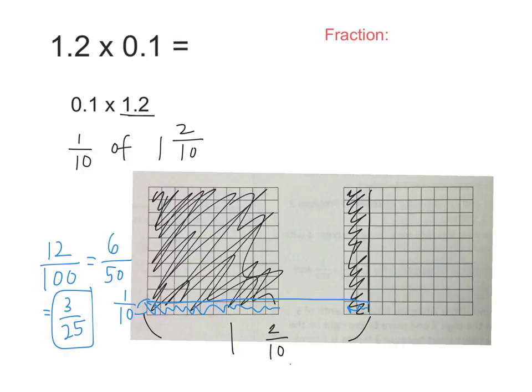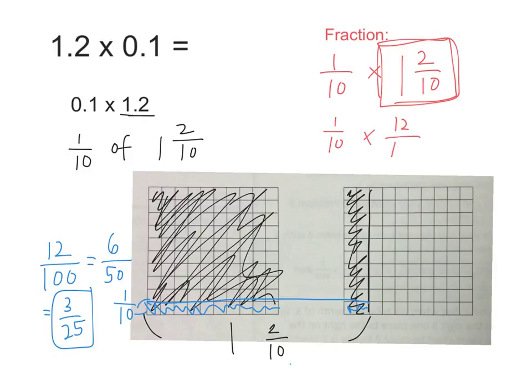Let's write it as a fraction to see if that's the case. How do I write 0.1 as a fraction? 1/10. And then we know it's times 1 2/10. In order to do fraction multiplication, we need to write this as an improper fraction. How do I write 1 2/10 as an improper fraction? 12/10. Good. So this is 1/10 times 12/10.